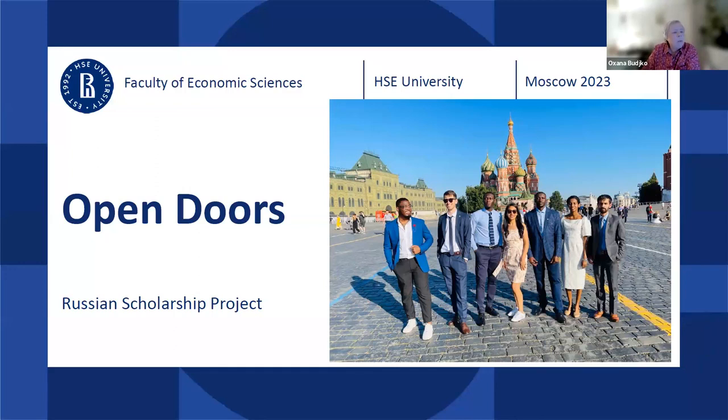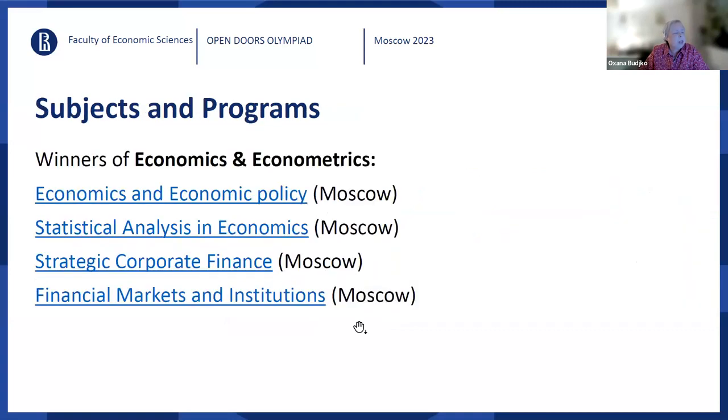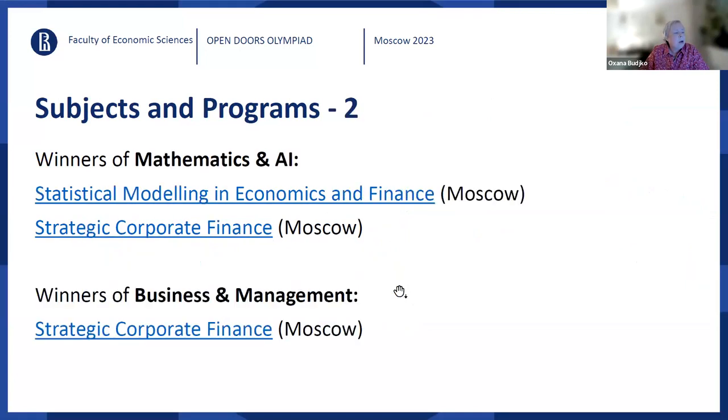So this Open Door Russian Scholarship Project is a great way to find both an admission offer and a full scholarship, because the winners in relevant fields are invited to be admitted to the master programs, and are also provided dormitory accommodation. And here are the programs. We admit winners of economics and econometrics, and also winners of mathematics and IT, and business and management are invited to apply to strategic corporate finance.